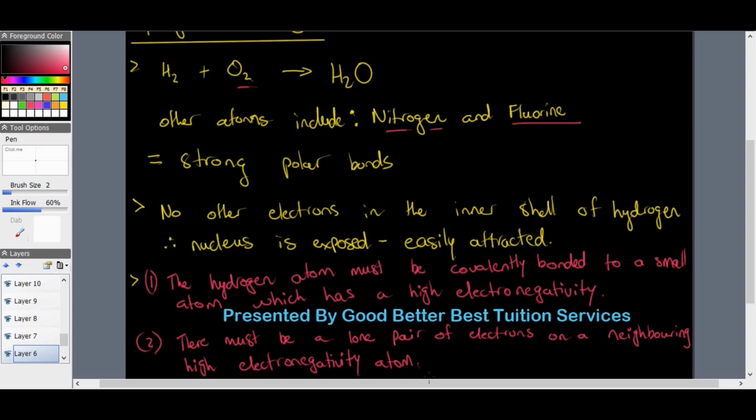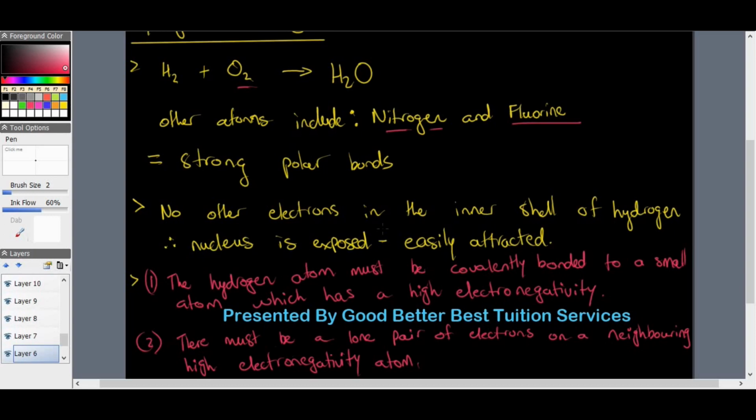In oxygen and nitrogen and fluorine, there are lone pairs. For example, nitrogen only has one lone pair of electrons. Oxygen has two. You must check the periodic table to find out how many lone pairs fluorine has. I think it may have either 2 or 3, or maybe just 1. And then a hydrogen bond can be formed.